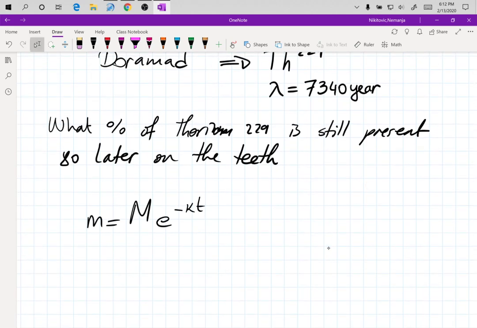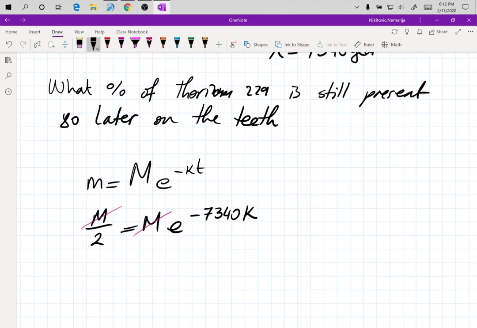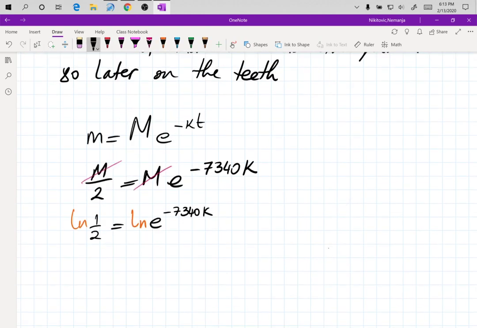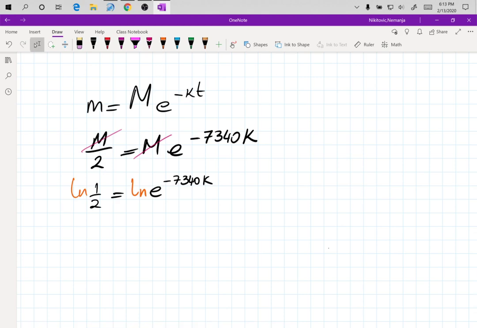So we start the problem by half of the initial mass that was in the paste equals M e to the negative 7340 k. The mass will cancel out, and we get 1/2 equals e to the negative 7340 k. Take ln of both sides, and now you use the abacus to figure out ln of 0.5. You have the button for that. We talked about it last class.